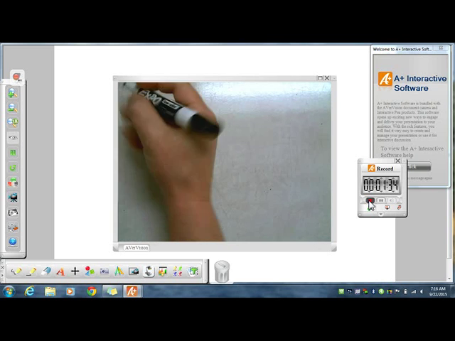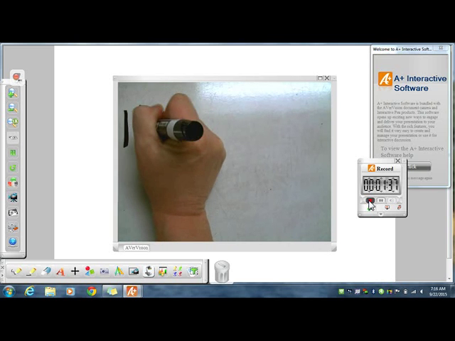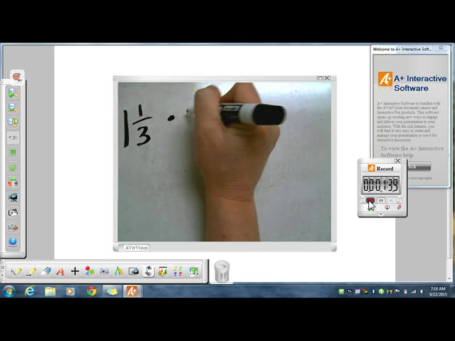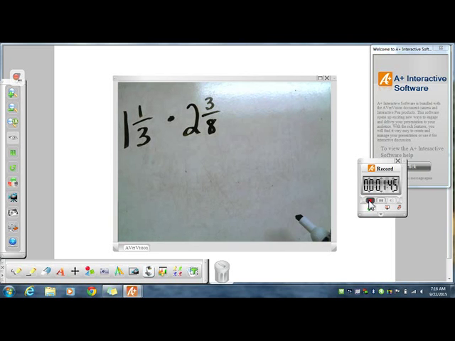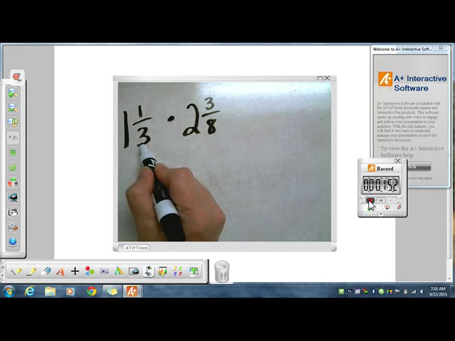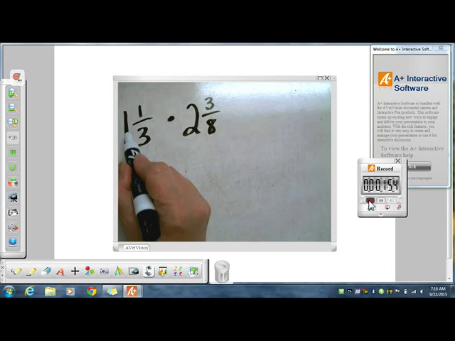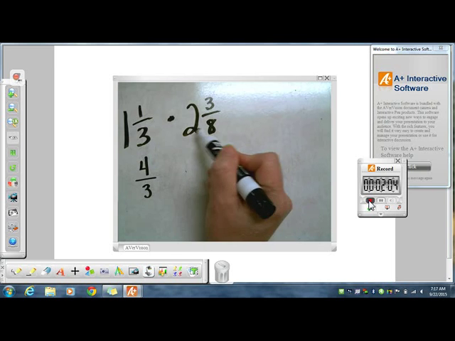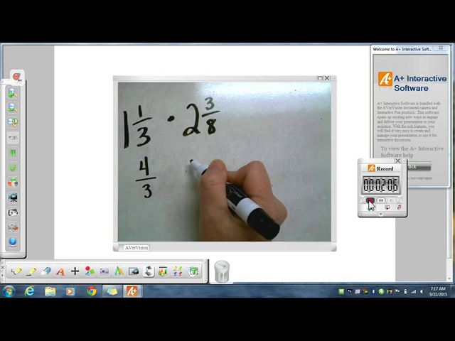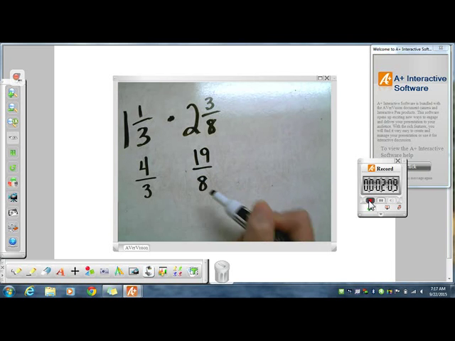What if I have something like 1 1/3 times 2 3/8? Okay? They're not in the form of a over b. That's my first step, always. I have to put them in the form of a over b. If I remember, I've got to take 3 times 1 and then add 3 to get 4, and my denominator stays the same. Okay, so 1 1/3 is the same thing as 4/3. On this one, 8 times 2 is 16, plus 3 gives me 19 over 8.